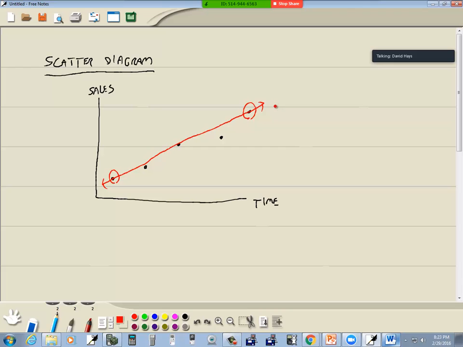Now, why would you want to do this? Well, this is what's called a model that allows you to predict. Maybe this goes out to time is equal to 10 years. And you're wondering what's going to happen at 12 years. What's the sales going to look like? Well, since these actually follow a pattern, then you can use this line to predict what's going to happen out here.